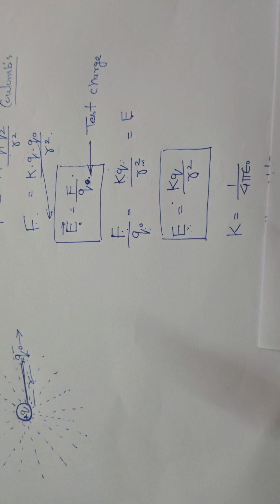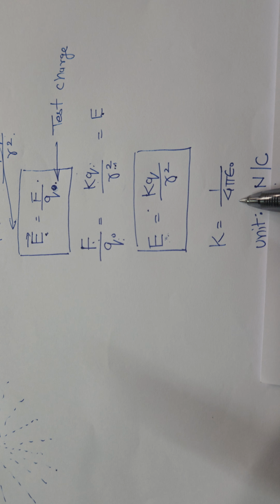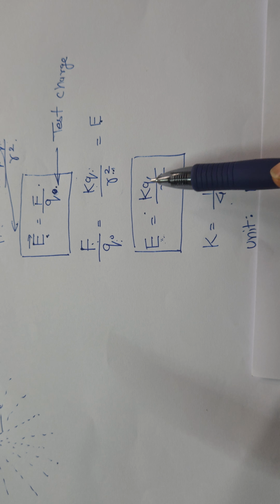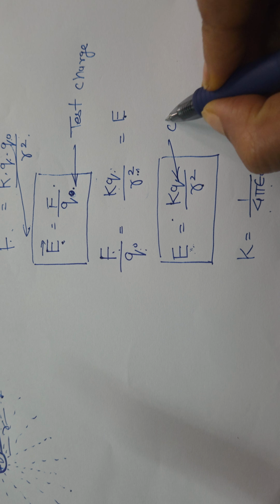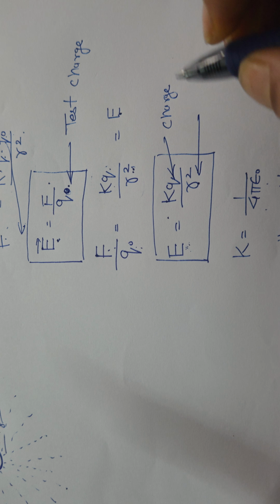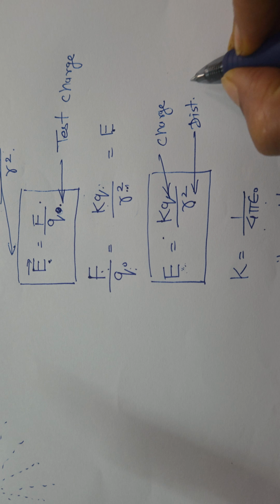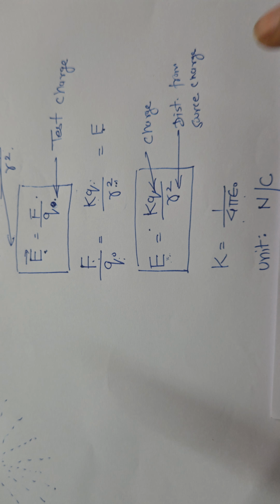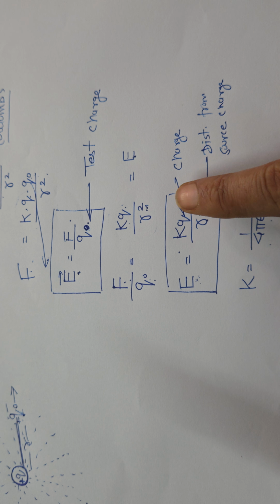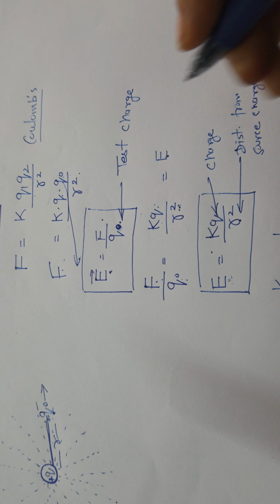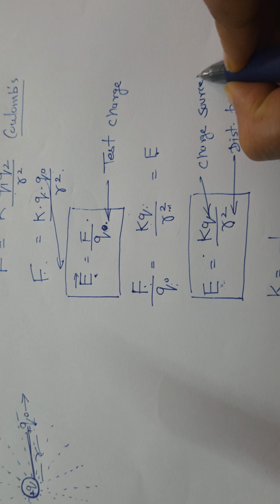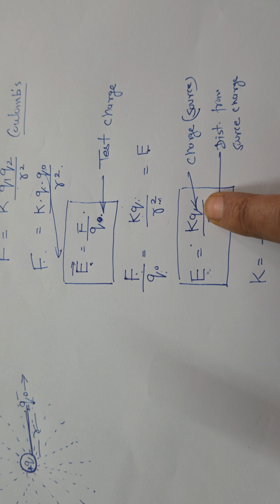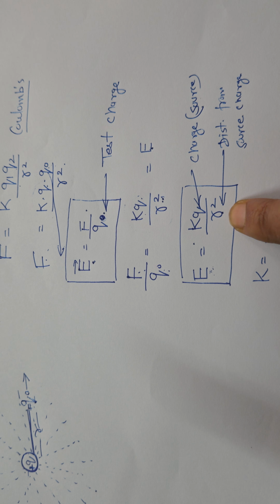What is k here? k is 1 by 4 pi epsilon naught. This is a constant. Q is the source charge, because this field is created by the source, and r is the distance from the source charge. So the electric field intensity depends on the quantity of the source charge and the distance from the source.